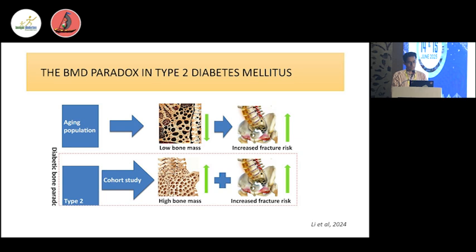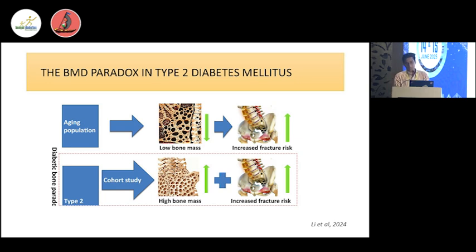I did my DM from AIIMS Jodhpur. So we did a study in type 1 diabetes and looked at bone mineral density as well as trabecular bone score. I'll come to what trabecular bone score is. What we found was that BMD at all sites was lower in type 1 diabetes compared to age, sex and BMI matched controls.